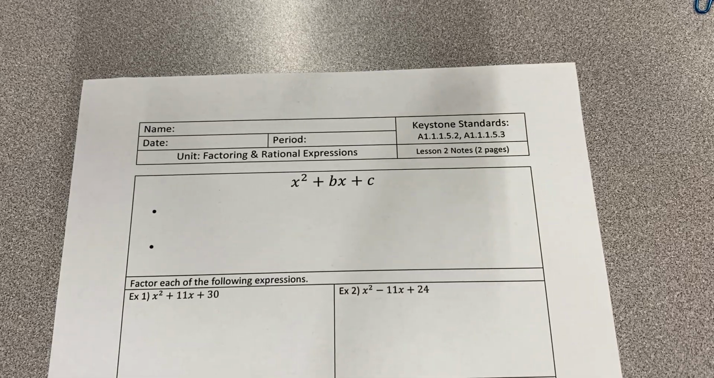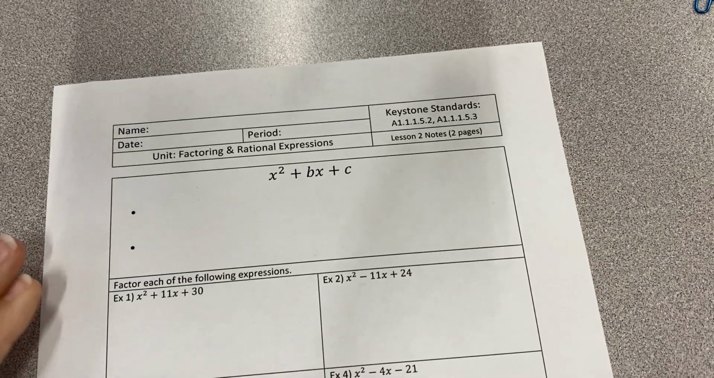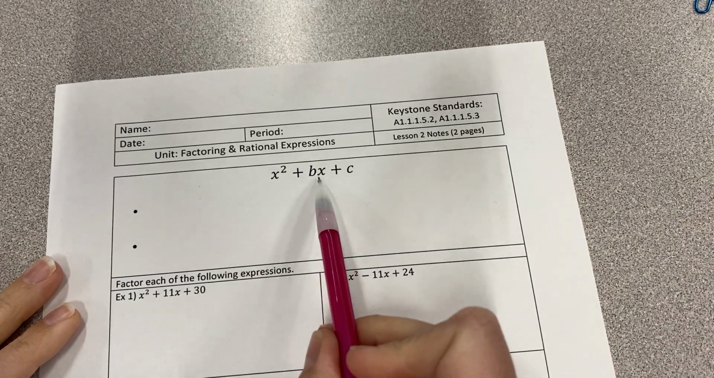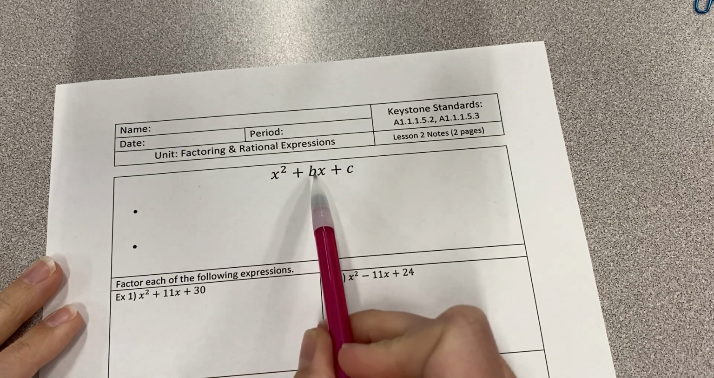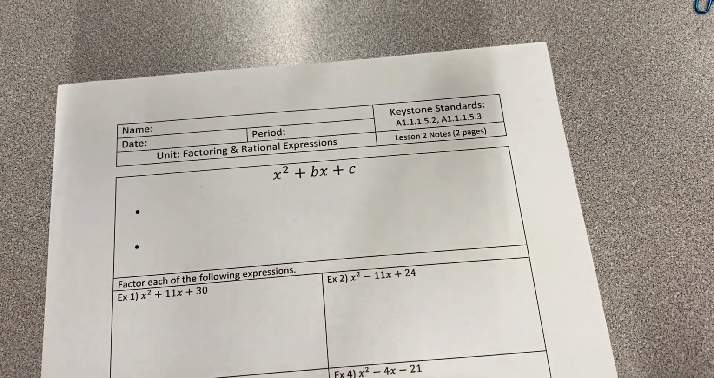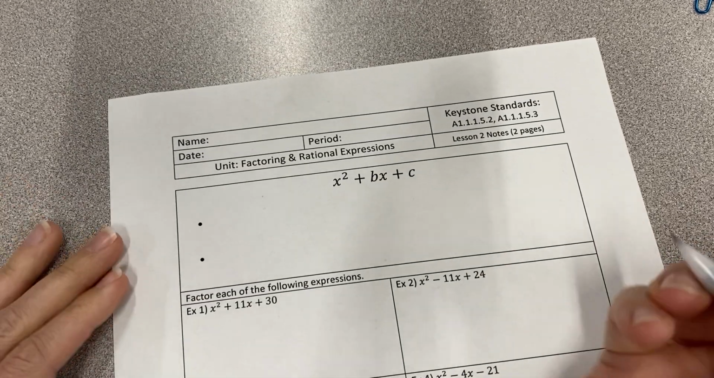This is lesson 2 for the factoring of rational expressions unit. And we are going to take a look at polynomials that have this form. So it's 1x squared plus bx plus c, where b and c are some integers. All right, so we really have two steps here. The first thing you want to look for is a GCF.